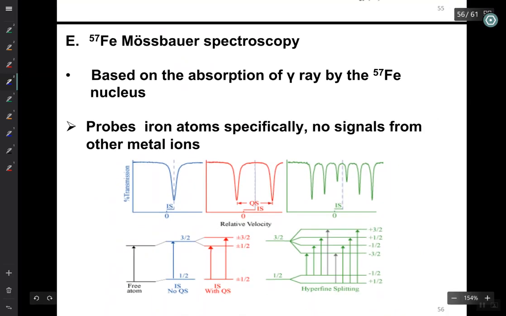If you do any type of iron chemistry, whether in synthetic chemistry or particularly in biological chemistry, there's a very important technique called iron-57 Mossbauer spectroscopy. It is based on the absorption of gamma radiation by the iron-57 isotope nucleus, and it probes iron atoms specifically, with no signals from other metals. It's so useful because let's say you're studying a protein that has a lot of different metals in it. In addition to iron, you also have, let's say, manganese or cobalt, nickel, other metals that can absorb in other experiments. But because of the energy of excitation of this iron-57 isotope, you're selecting for only the iron atoms, and you can see the environment of the iron.